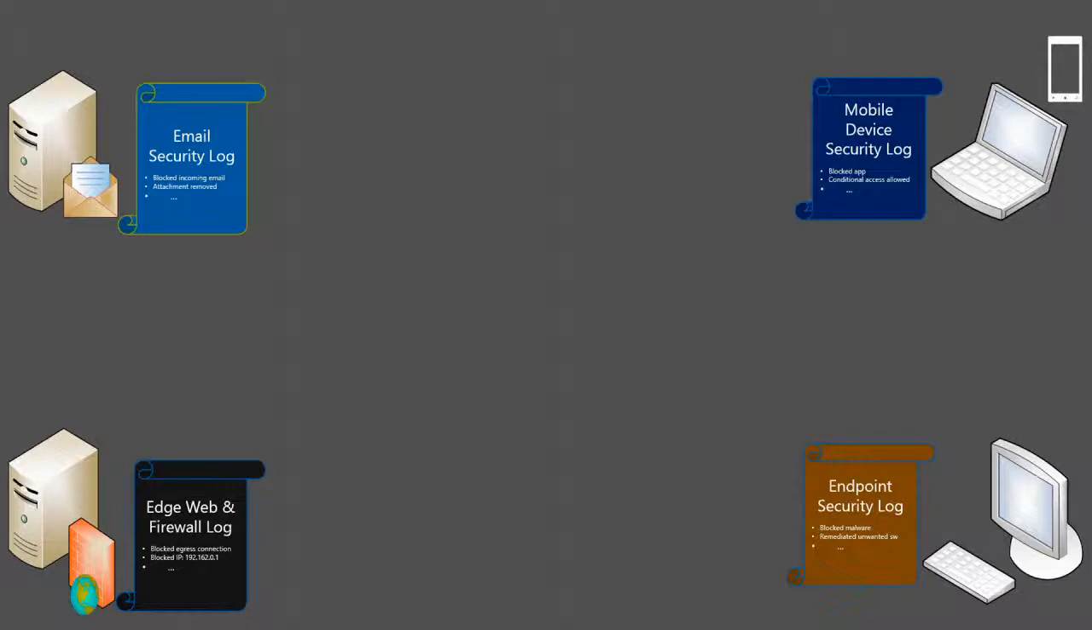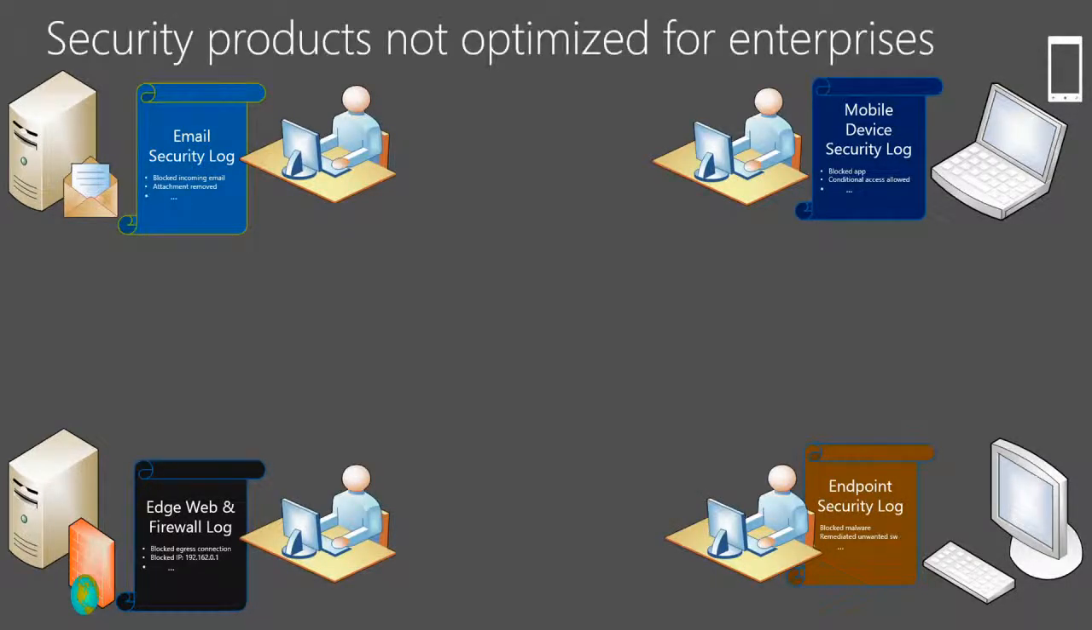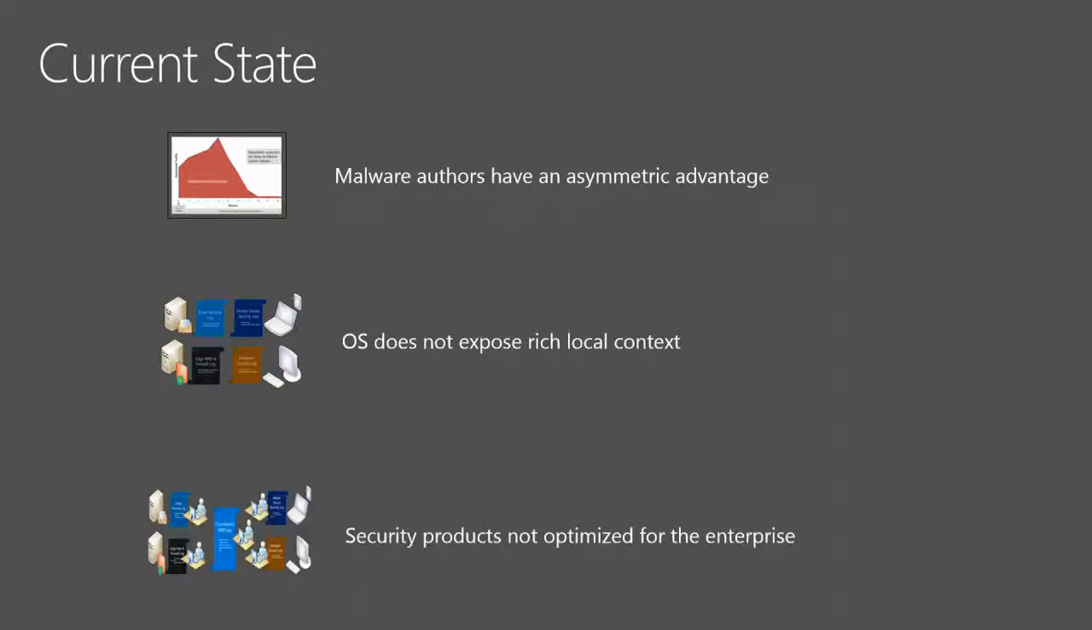They are good products and defend against threats, but they're not optimized. They do not make your jobs easier. And that is problem number 3. Security products are not optimized for the enterprise. Let me summarize. The current state: malware authors have an asymmetric advantage, the operating system does not expose rich local context, and security products are not optimized for the enterprise.